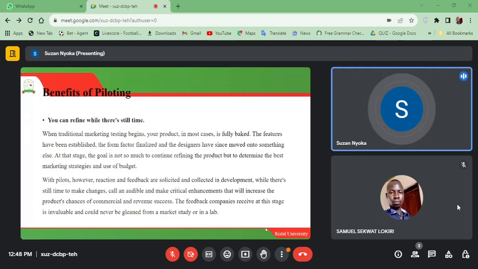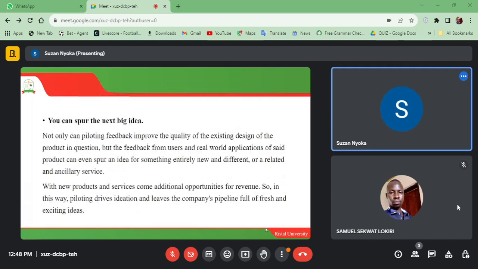With pilots, however, reactions and feedback are solicited and collected in development, when there's still time to make changes, call an audible and make critical enhancements that will increase the product's chances of commercial and revenue success. The feedback companies receive at this stage is invaluable and could never be gleaned from a market study or in a lab. We said it gives you the chance to refine when there is still time.